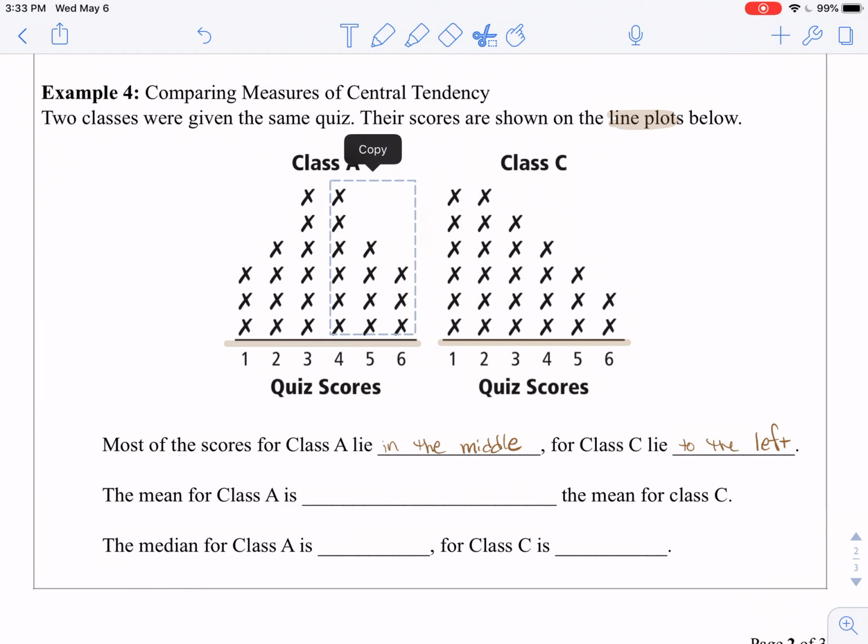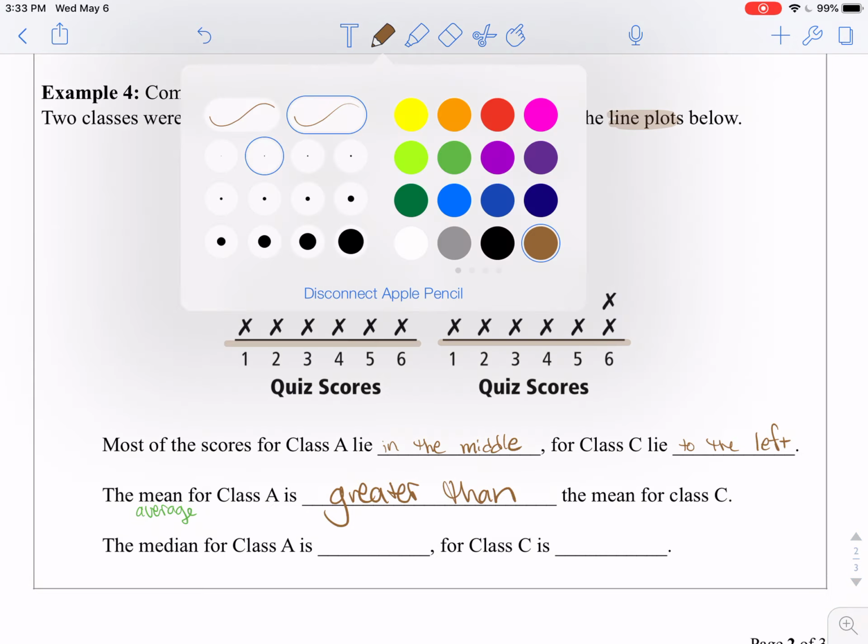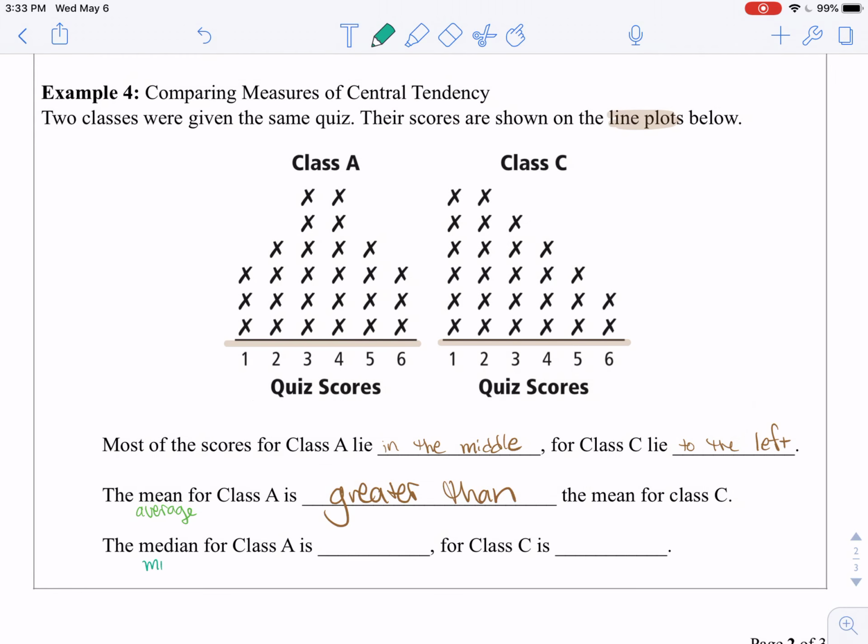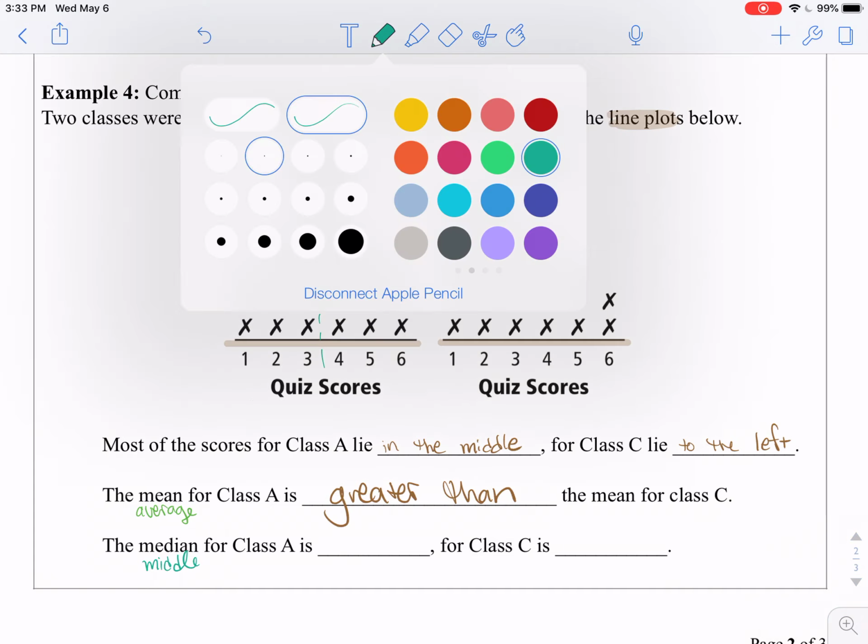Because we have more high scores in Class A than in Class C, that means the mean for Class A, again, our mean is our average, is going to be greater than the mean for Class C. And finally, if we look at our median, remember our median means our middle number. Our median for Class A is going to be exactly right in the middle. And as you can see, Class A is actually perfectly balanced here. So their median is going to be 3.5.